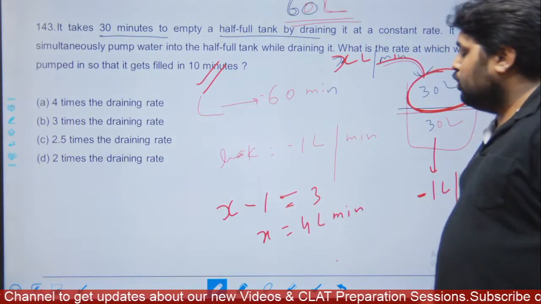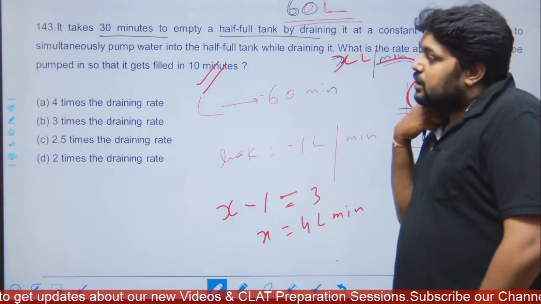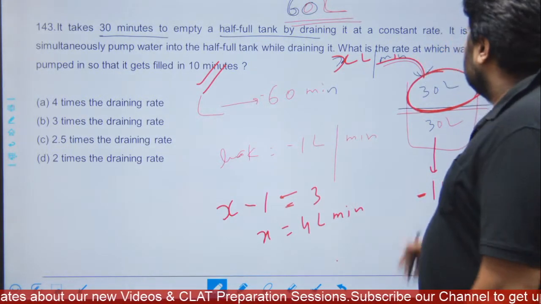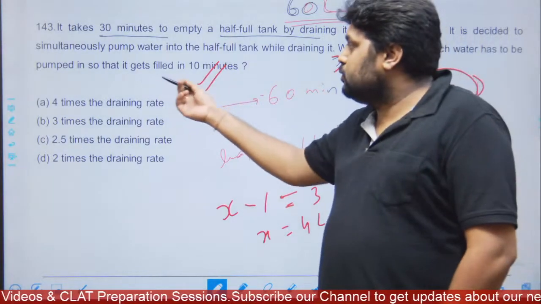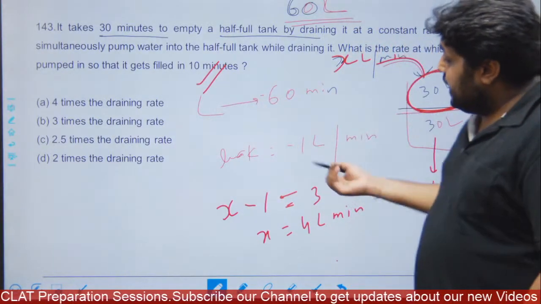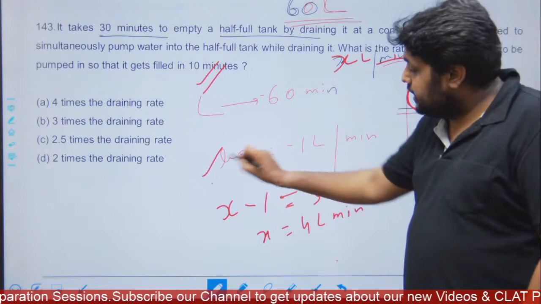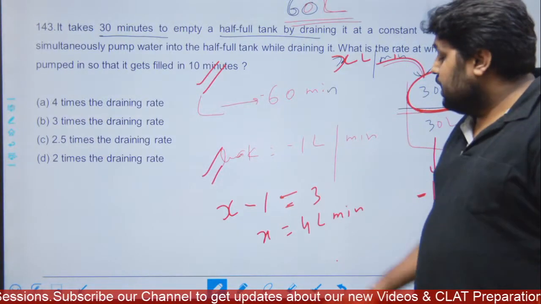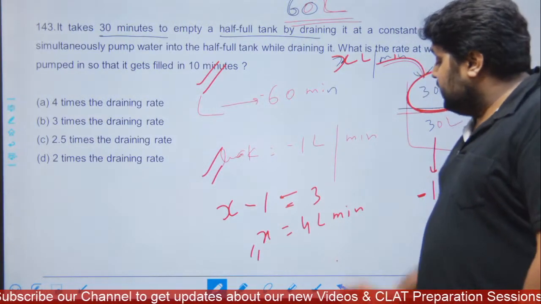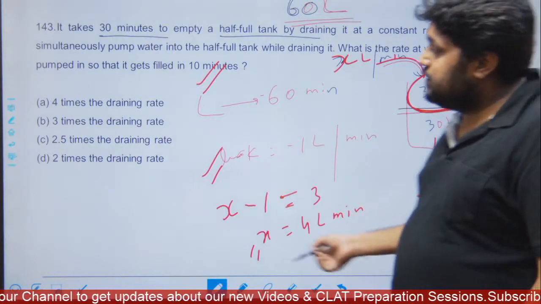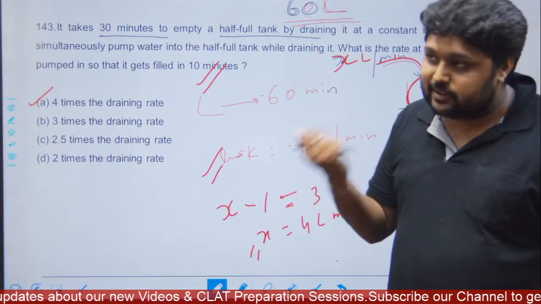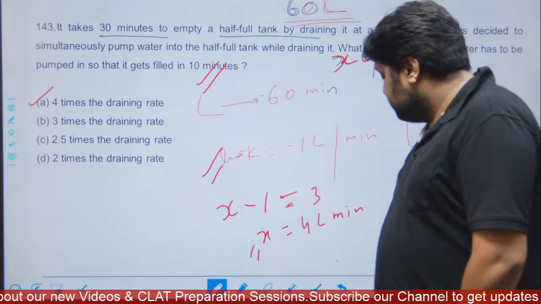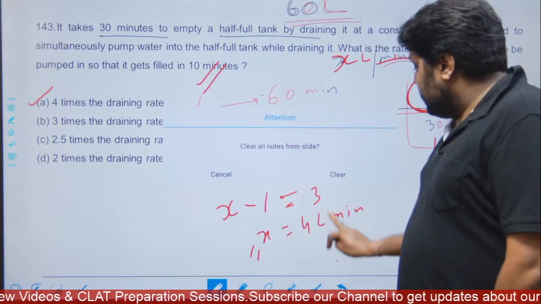So if the rate of flow of inlet pipe is 4 liter per minute, the question is asking what is the rate at which water has to be pumped so that it gets filled in 10 minutes. As you can see, the rate of flow of leak is 1 liter per minute, we have assumed, and the rate of flow of inlet pipe is 4 liter per minute. It means it should be 4 times the draining rate. Simple question, you can mark answer A. That is the correct answer. Okay, next question.